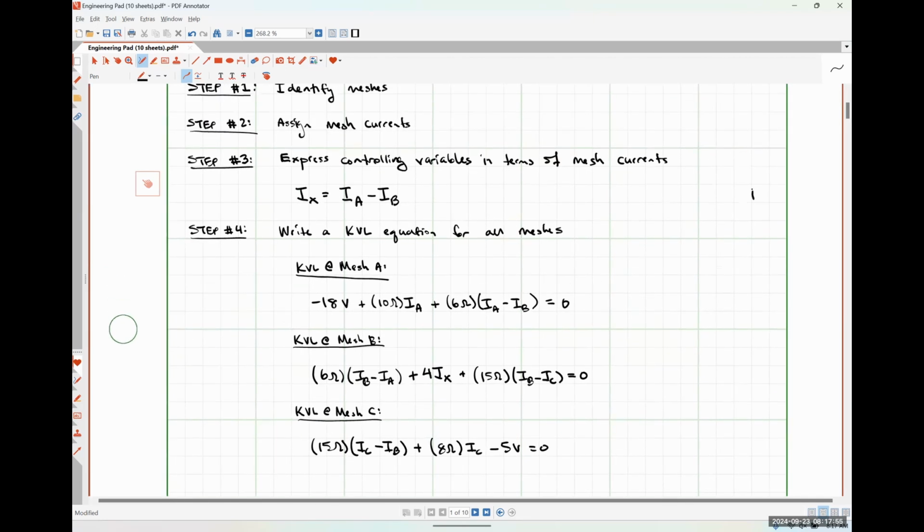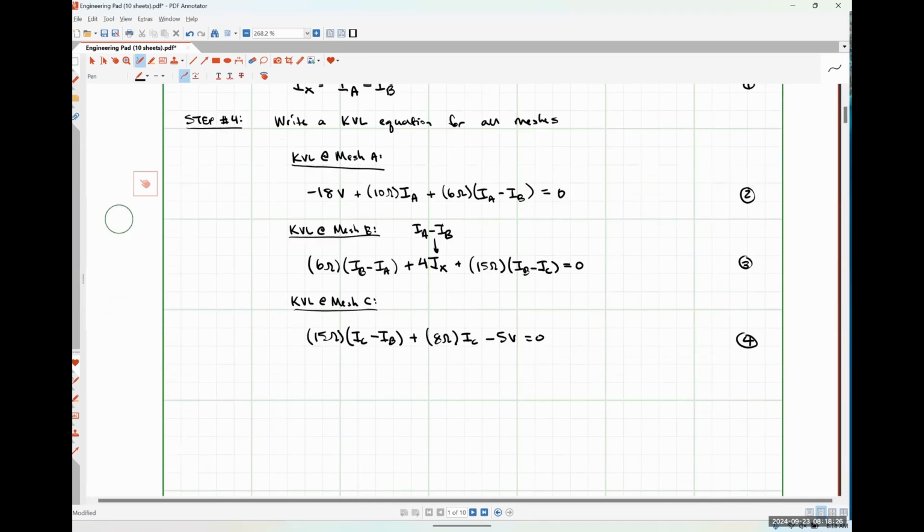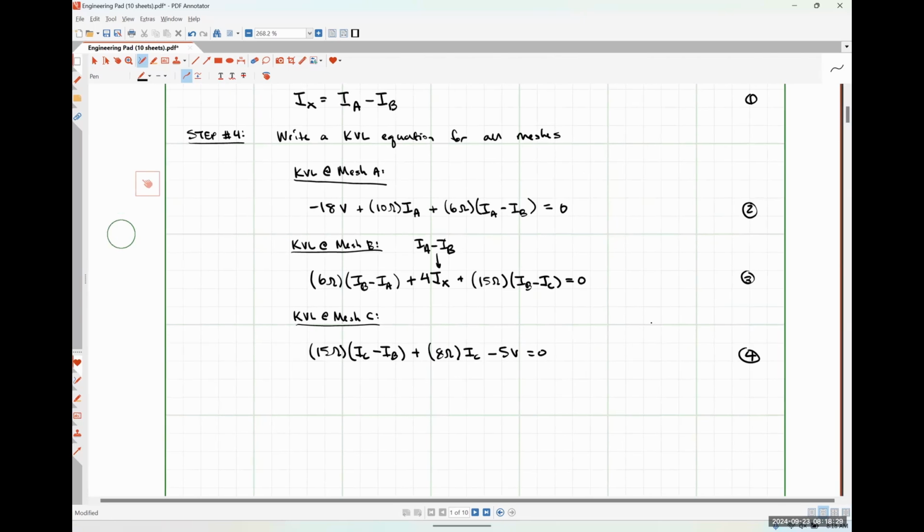And now notice that we have 1, 2, 3, 4 equations for our 4 unknowns. Since not all of us have a calculator capable of solving a 4-equation, 4 unknown system, we could simply substitute in the relationship that Ix is equal to Ia minus Ib here, and that would allow us to evaluate equations 2, 3, and 4 as a 3-equation, 3 unknown system. So let's go ahead and write step number 5, which is just to solve our system of equations.